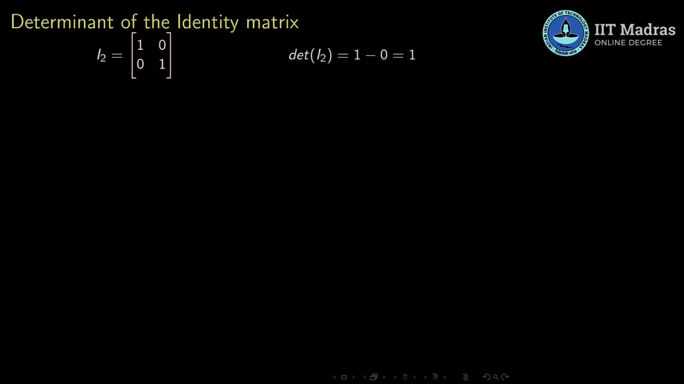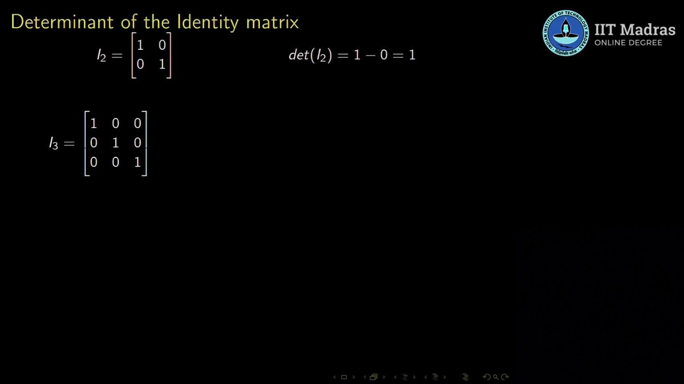So, remember that we had some special matrix called the identity matrix. That was a matrix which had 1 in the diagonal entries and zeros everywhere else. So, the 2 by 2 identity matrix is 1 0 0 1, and what is its determinant? It is 1 times 1 minus 0 times 0, which is 1. Okay. Now, let us do the 3 by 3 determinant.